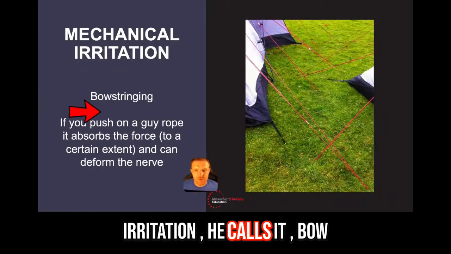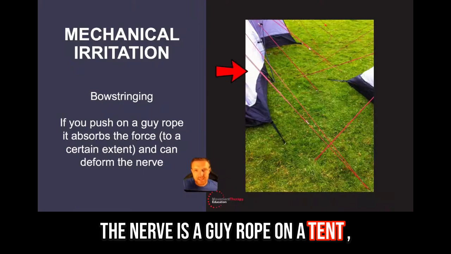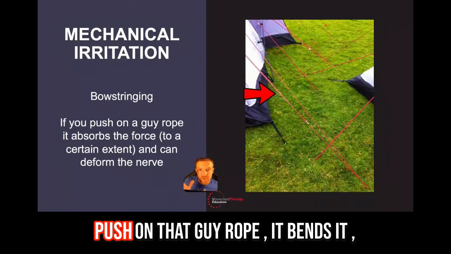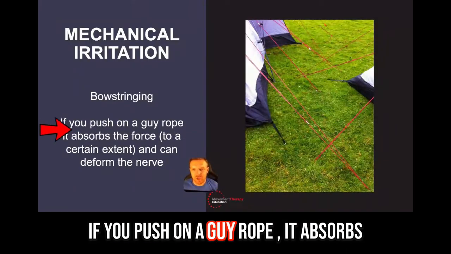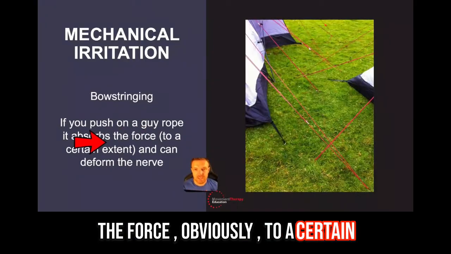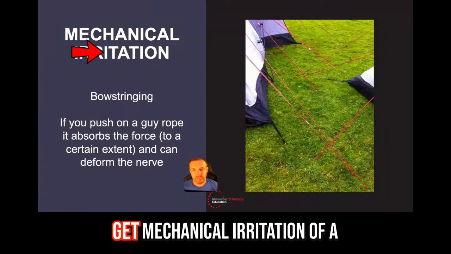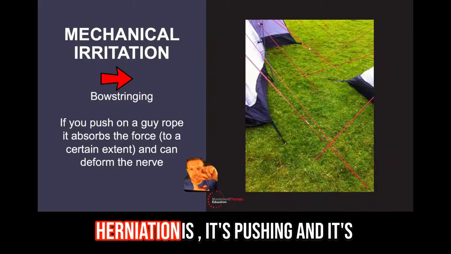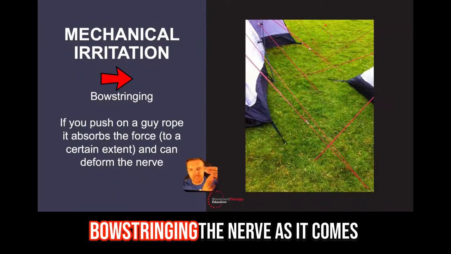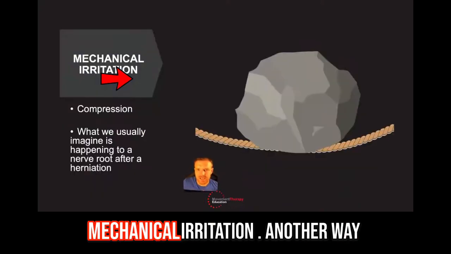Mechanical irritation, he calls it bowstringing. Basically, if you imagine the nerve is a guy rope on a tent, and then you're having something push on that guy rope, it bends it and it kind of deforms it. We've got a mechanical irritation on the nerve. If you push on a guy rope, it absorbs the force, obviously to a certain extent, but it can also deform the nerve. That's one way that you can get mechanical irritation of a nerve. As it's coming out of the nerve root, wherever that herniation is, it's pushing and bowstringing the nerve as it comes out.